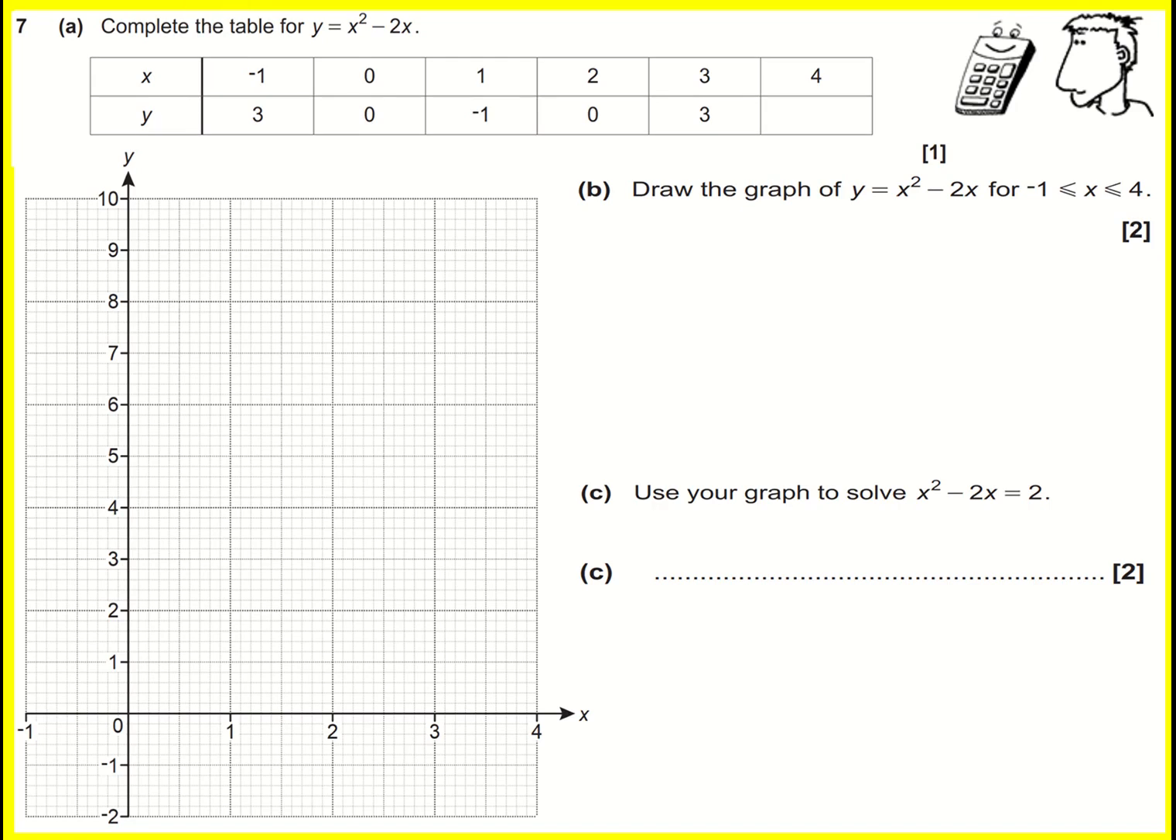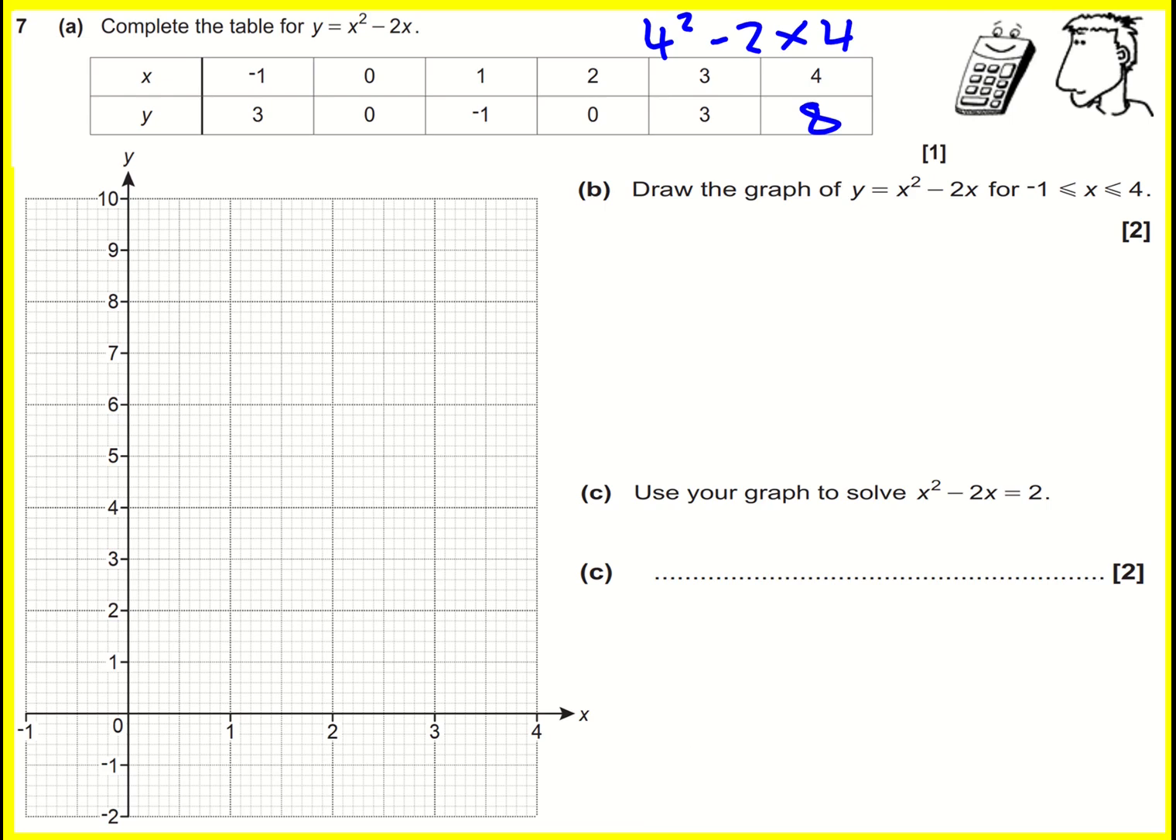There are two ways to fill in this table. Well, actually, most of them have been put in already, but we're just being asked to substitute the 4 in. So the quickest way, if you're confident with this, is to simply work out what 4 squared minus 2 times 4 is. 4 squared is 16, minus 8, the answer is going to be 8.